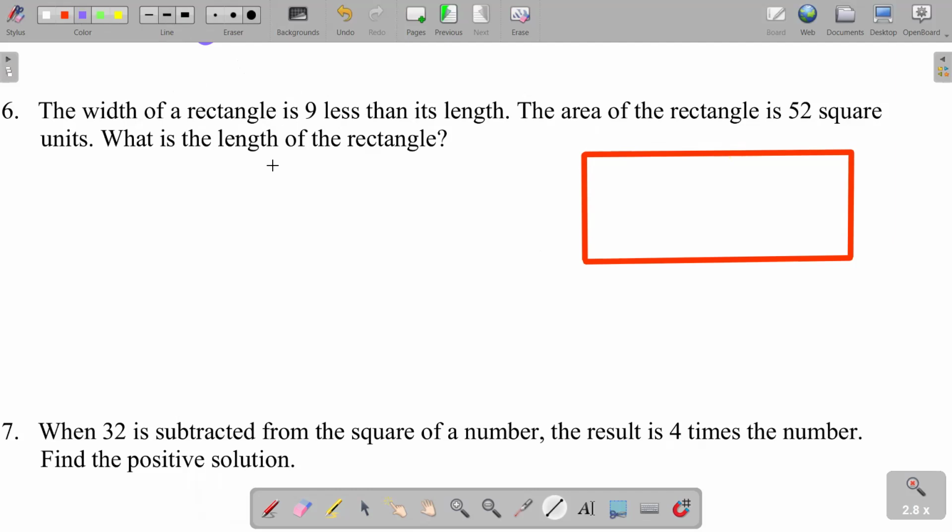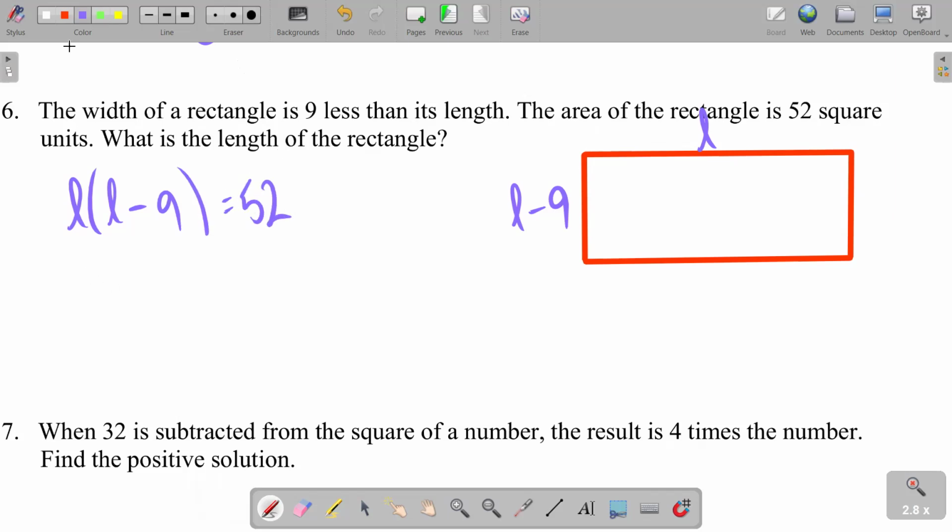So who are we going to label this time, L or W? Good job. We're not talking about the length, so length is what we should label. So we're going to stick an L up on the length. What will go in place of the width? L minus 9. Nice job. And what's the area? 52. So your equation is going to be width times length. Excuse me, I said that backwards. Length times width equals 52.